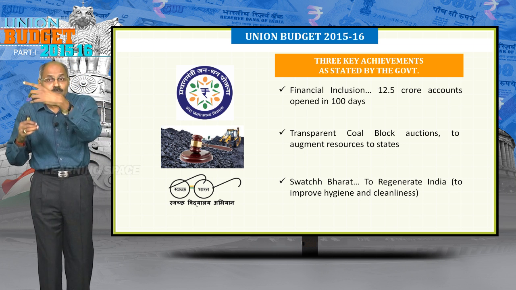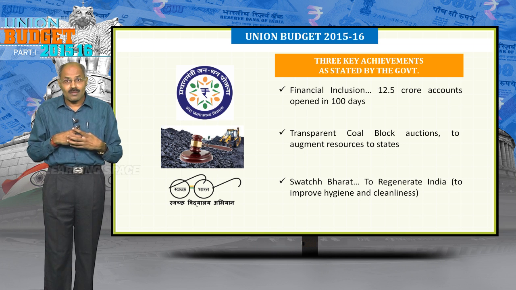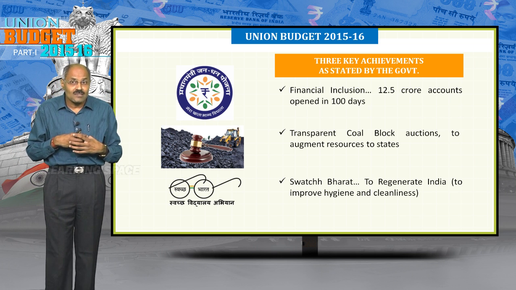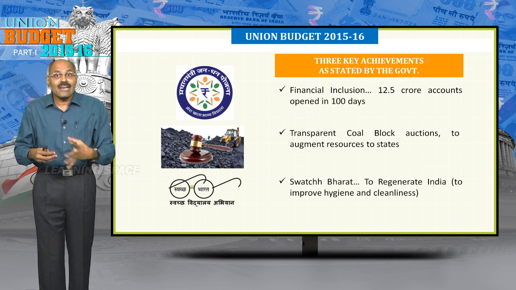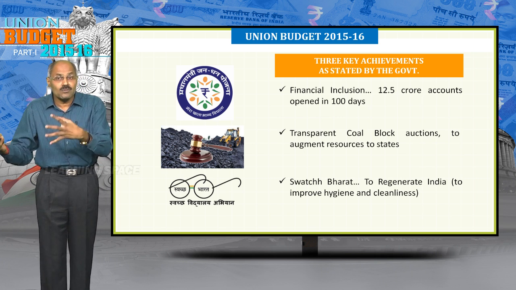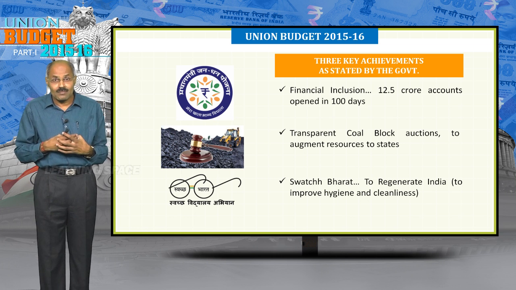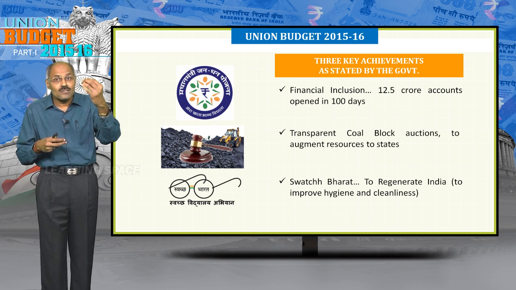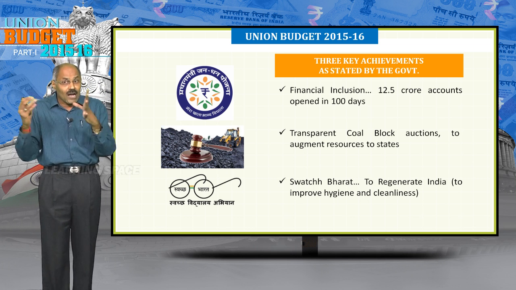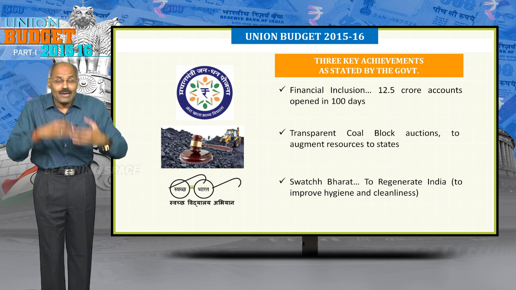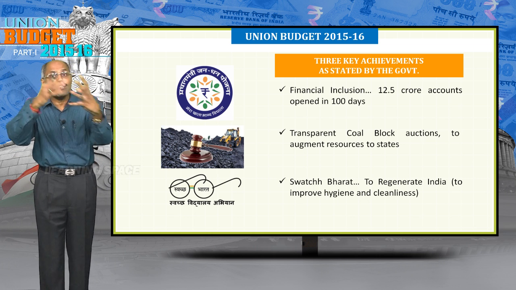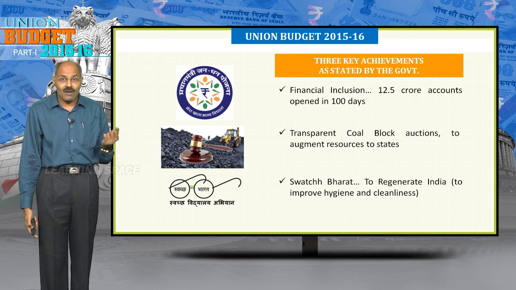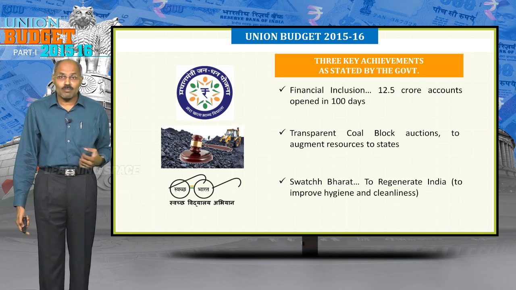Second one is transparent coal block auctions. Government is going into transparent coal block auctions, and because of which states are going to get lot of revenue during the next 20 years. Third one is Swachh Bharat. We have already discussed. Swachh Bharat is to improve hygiene in the country. So government stated these 3 programs as the most important successful ventures of the government of India during the past 9 months after the new government came to power.